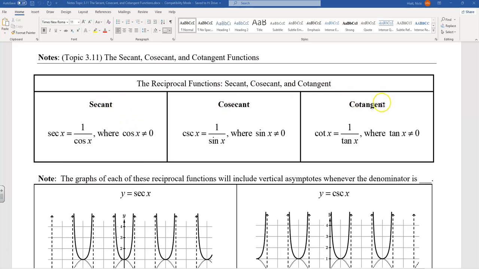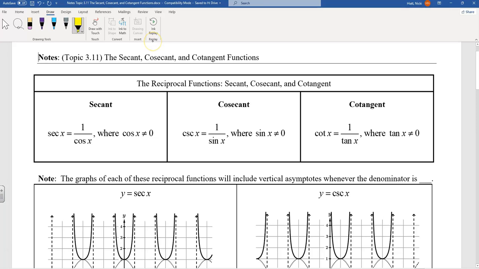Secant, cosecant, and cotangent are also sometimes called the reciprocal functions. Anybody remember what that word reciprocal means? I wouldn't say opposite, because opposite a lot of times means like the negative of something, and so it's not negative.